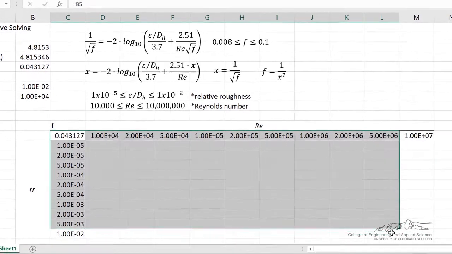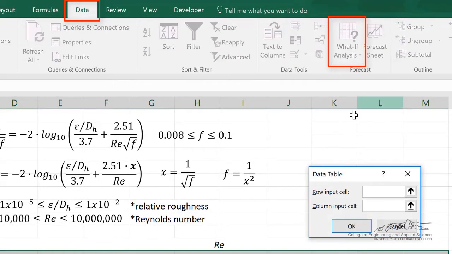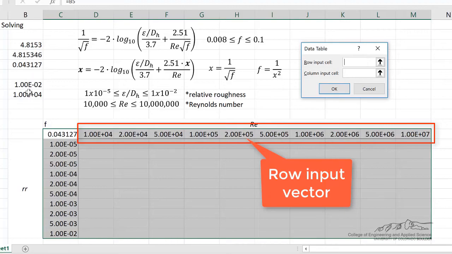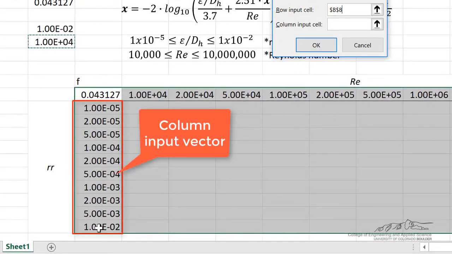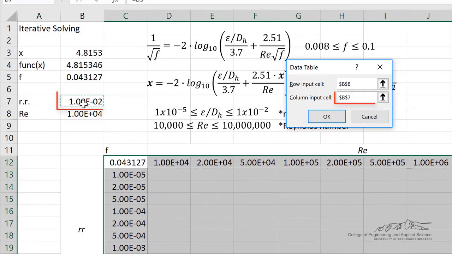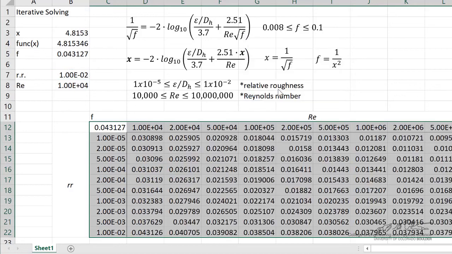Then I'm going to highlight this entire region, and go into Data, What If Analysis, and Data Table tool. The Reynolds number goes into the row input cell, so that's cell B8. We have a column input vector here, which is the relative roughness, and the relative roughness goes into cell B7. Now when I press OK, for each combination of Reynolds number and relative roughness, it's going to go through a bunch of rounds of iterative solving to calculate the friction factor. So let's go ahead, and boom, it goes through that very quickly and calculates the friction factors at those different conditions. It's an advanced implementation of Excel using circular calculations.